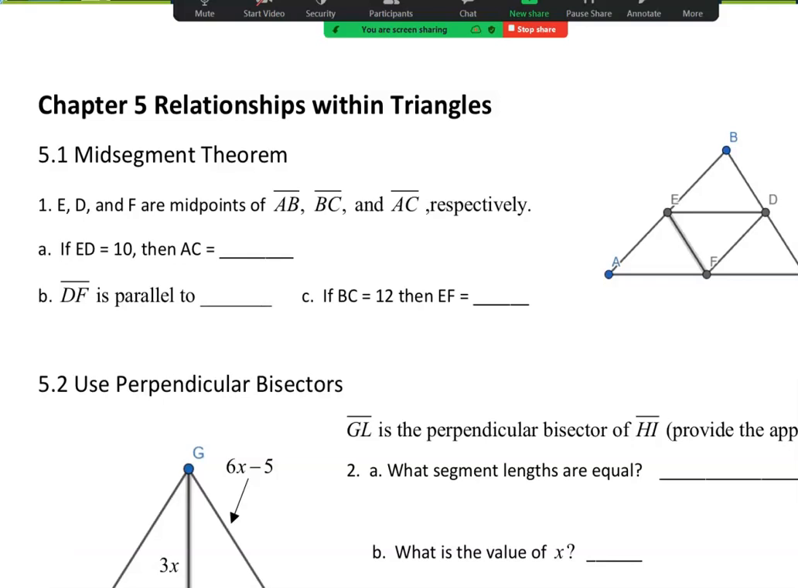Okay, in this video, we're going to start with Chapter 5, Relationships Within Triangles. And our first problems are going to deal with the 5.1 mid-segment theorem. And we're going to do problems 1 to 3 on this page.